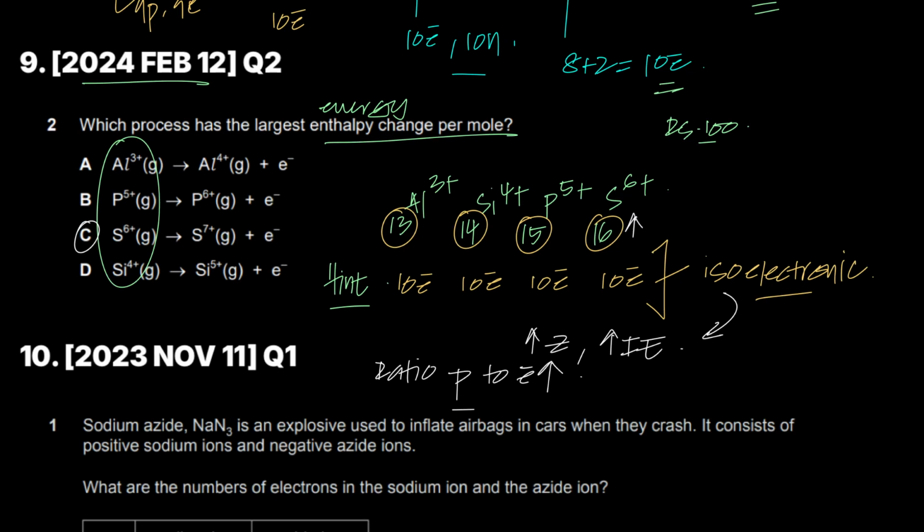Because C has the highest nuclear charge, and they're all isoelectronic, with 10 electrons. So the higher the nuclear charge, the higher the ionization energy, and therefore the larger the enthalpy change per mole. Some of you gave me the correct answer, which is C, but you did not know why C is the correct option. I think I taught this in chapter number 2, where we learned the concept of isoelectronic.